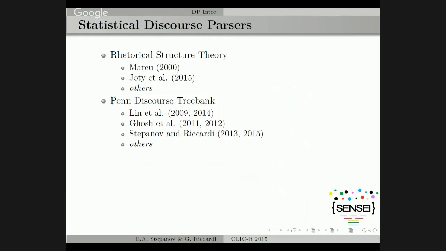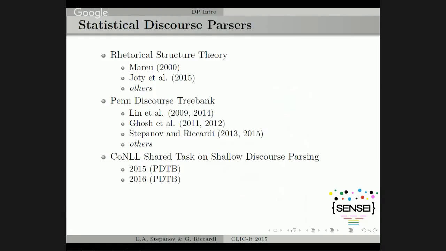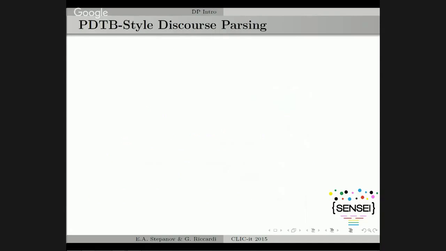given automatic parsers. And there are many statistical parsers developed. And this year there was a shared task on shallow discourse parsing, which turned out to be the state of the art. The winning system has only an F1 of 24 for end-to-end performance, which really limits the application of discourse parsing.